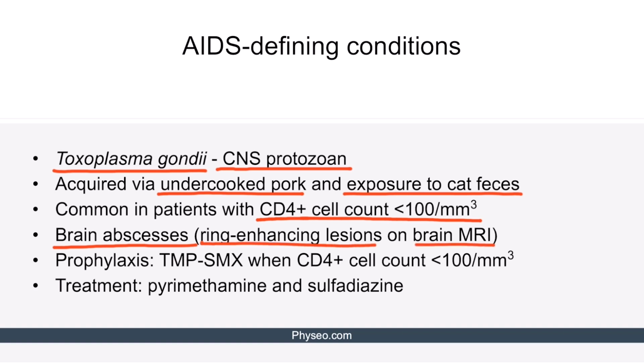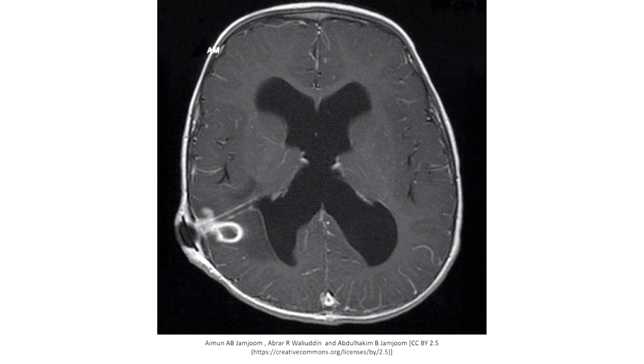And prophylaxis for toxoplasma is with Bactrim, TMP-SMX, or trimethoprim-sulfamethoxazole. And that starts when the CD4 positive cell count is less than 100. So that's prophylaxis. Now, treatment for Toxoplasma gondii is pyrimethamine and sulfadiazine. Here's a ring-enhancing lesion on a brain MRI consistent with a Toxoplasma brain abscess.